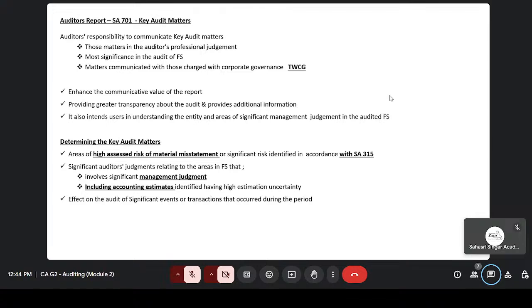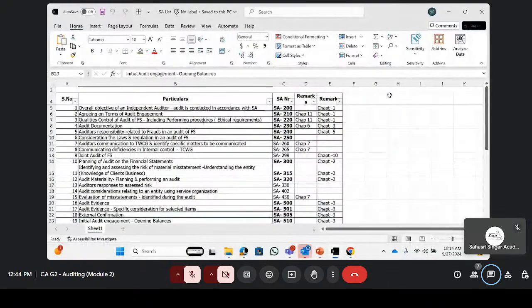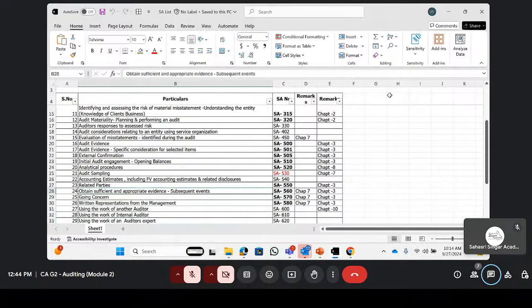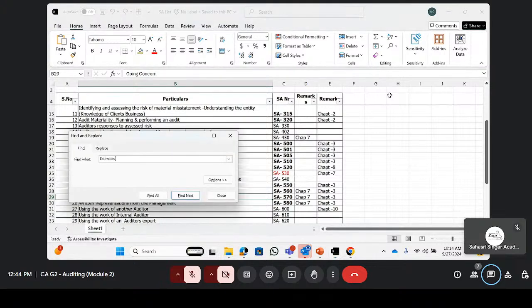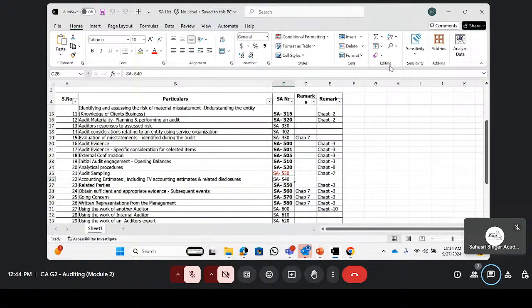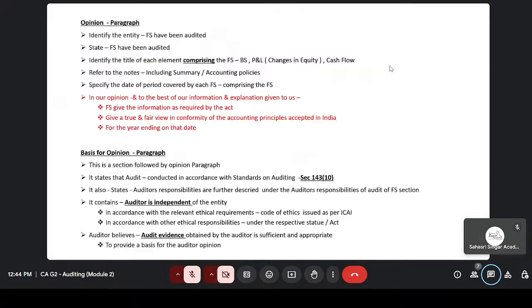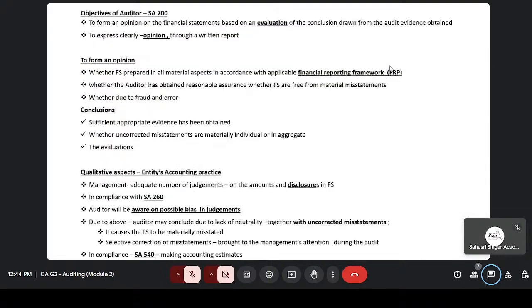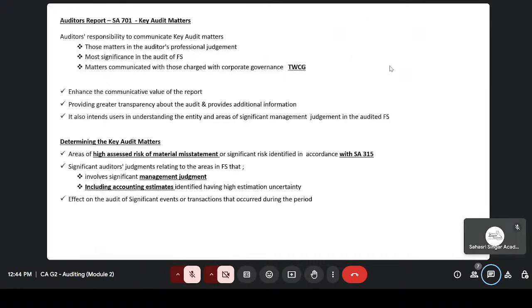Okay, and then the significant auditor's judgment related to the areas of financial statements where management judgment is involved, and also accounting estimates, 540. Sorry, I said 560, it is 540. So another thing is the audit of significant events or transactions that occurred during the period.